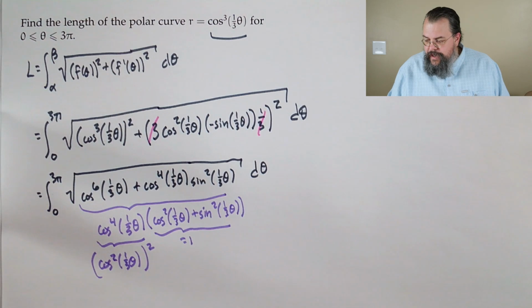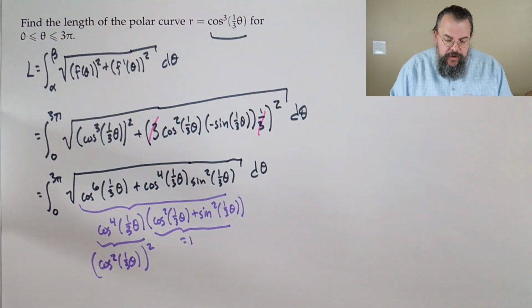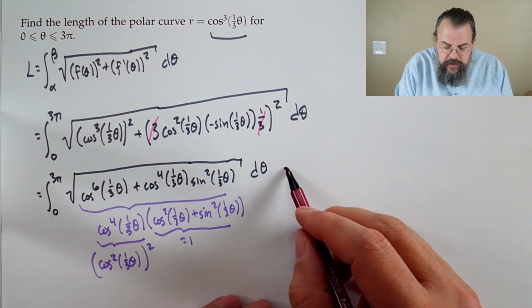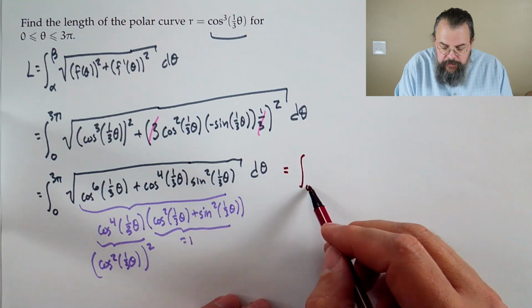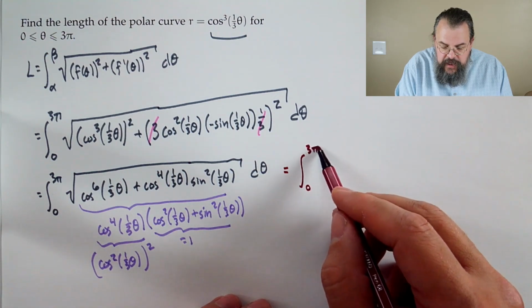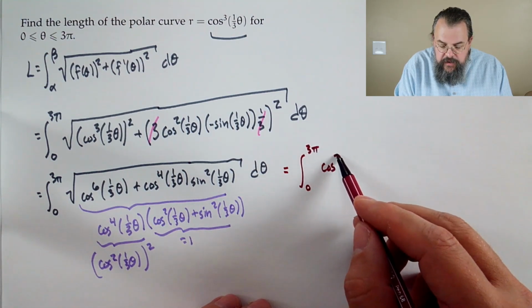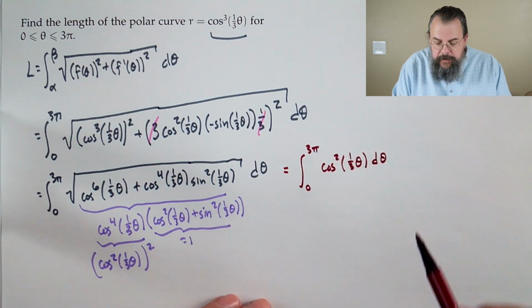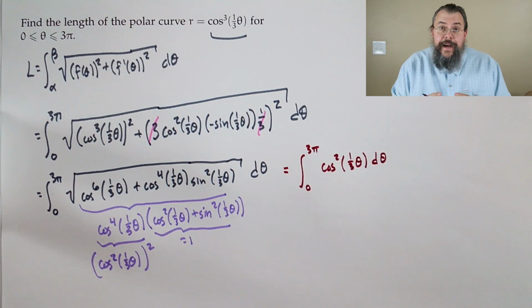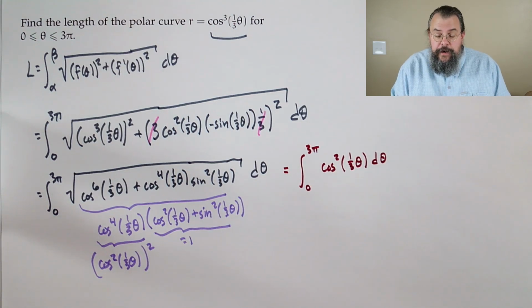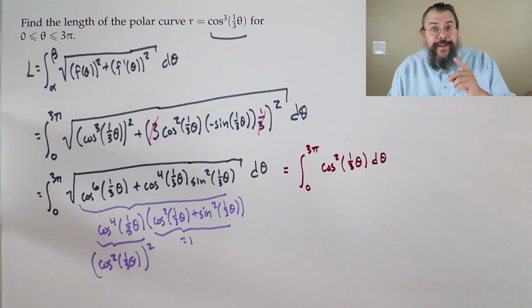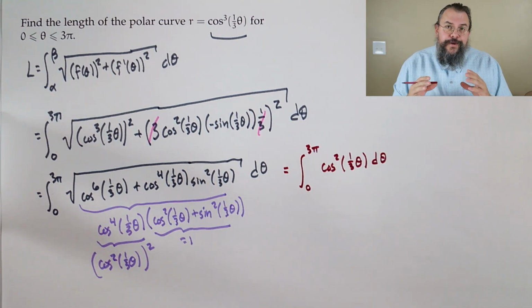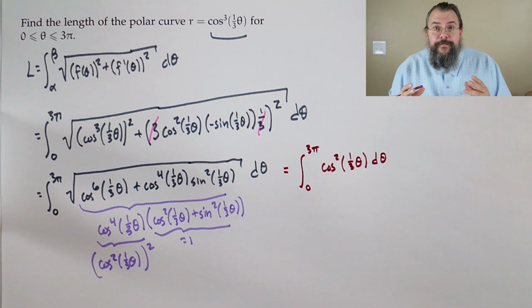Great. So now, where do we go? Well, what we really have is the integral from 0 up to 3 pi of cosine squared of 1/3 theta d theta. Now, from here, we say, how do we integrate that? Well, the answer is we don't integrate this. What we do is look for a way to rewrite it.